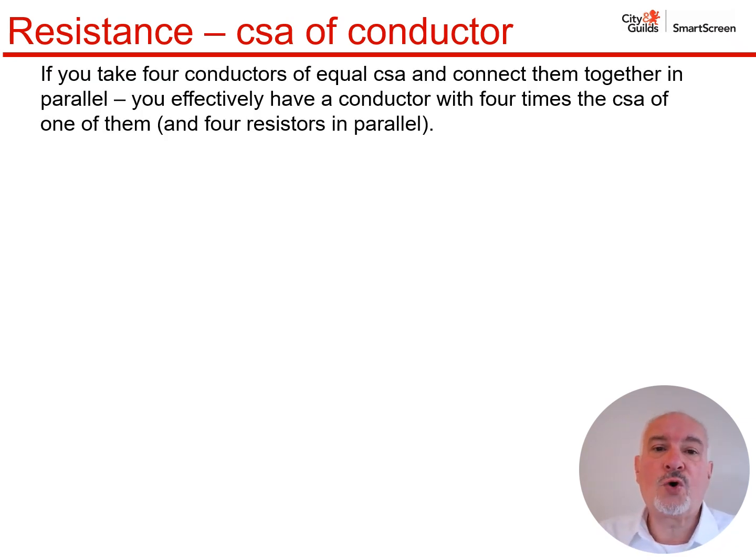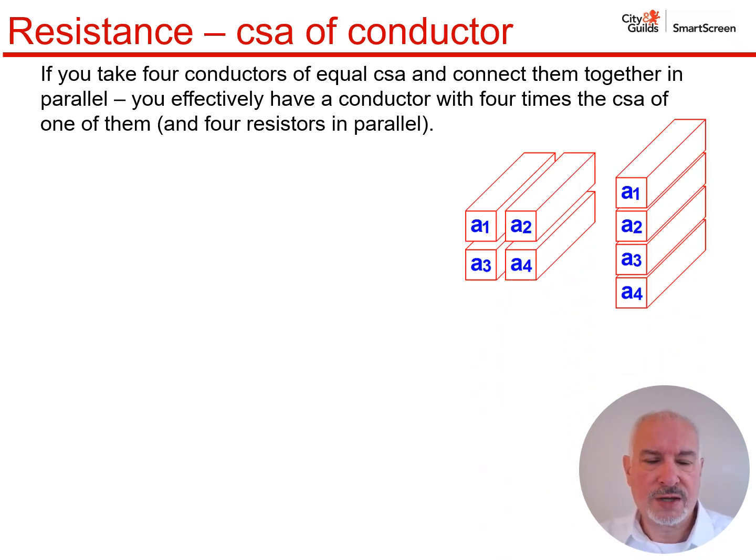Now if you take four conductors of equal cross-sectional area, CSA, and connect them together in parallel, you effectively have a conductor with 4 times the cross-sectional area of one of them, and you have 4 resistors in parallel. Now that's quite a lot to take on board, but let me show you that in a more visual way. Imagine you have a conductor and you split it in half, right down the length of it, and you split it in half again. So we're not changing the length of the conductor, but we're just splitting it right down the middle and right down the middle again, so that we've now got 4 conductors, each a quarter of the cross-sectional area of the original conductor.